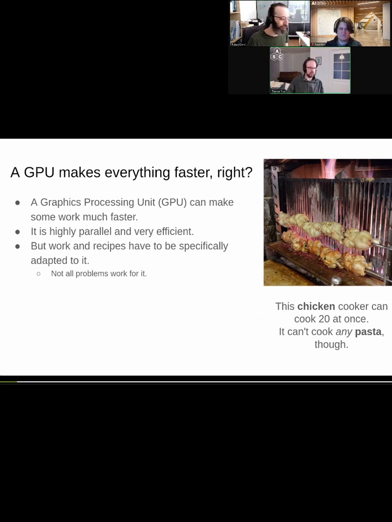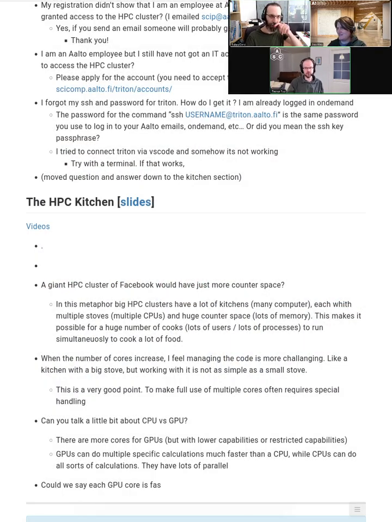Okay, but I think it's time to go on and go towards connecting to a cluster.